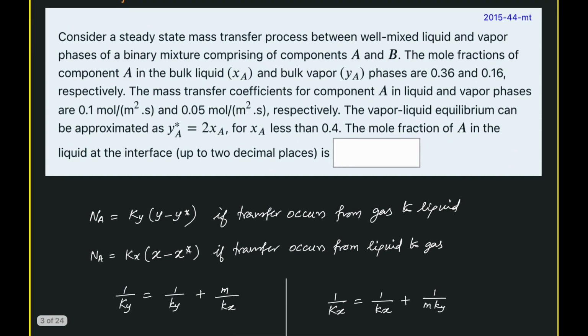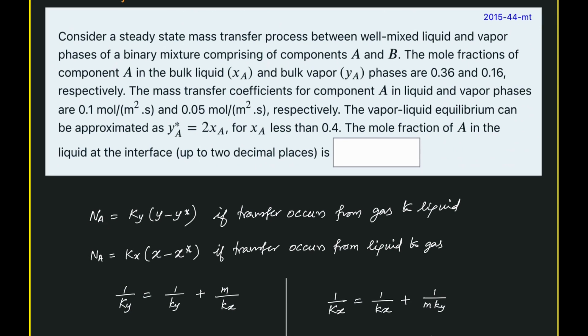Okay. So the formulas known to us are, the molar flux is equal to Ky into y minus y star, where Ky is the overall mass transfer coefficient based on vapor phase. This is applicable for transfer from gas to liquid.